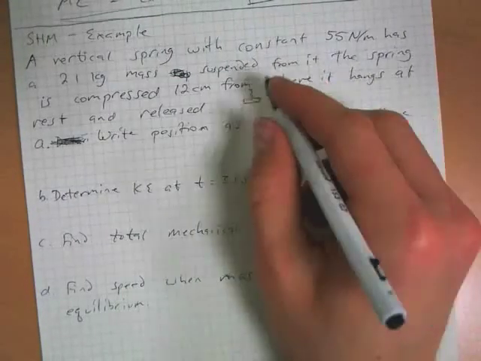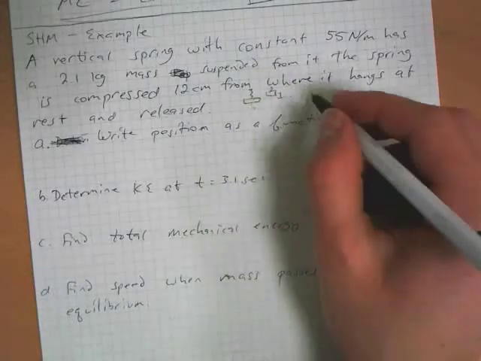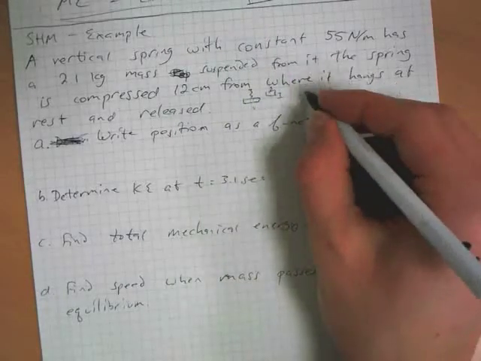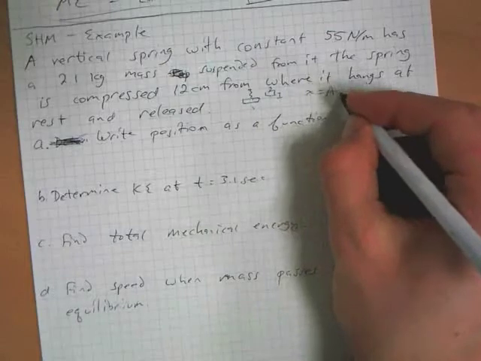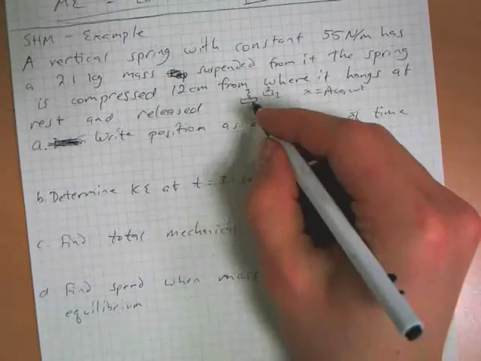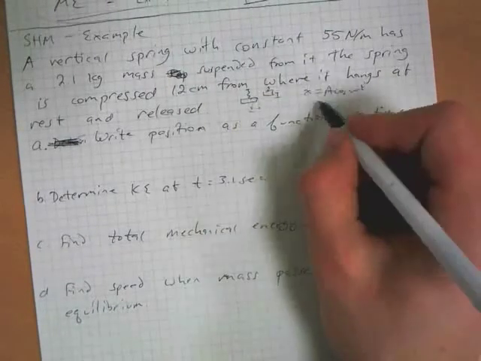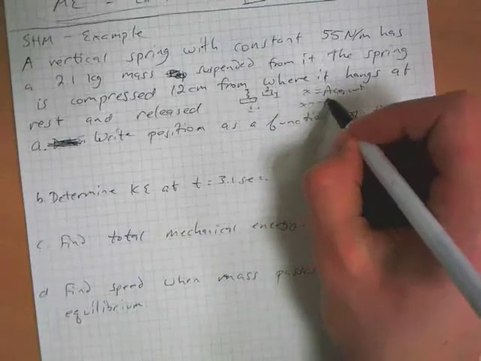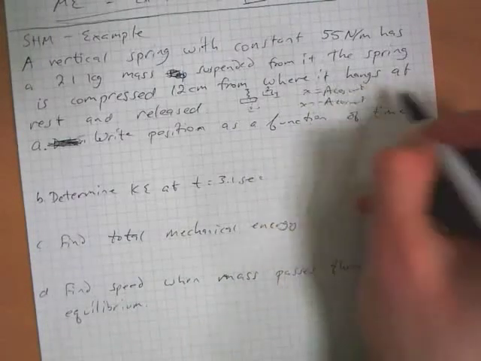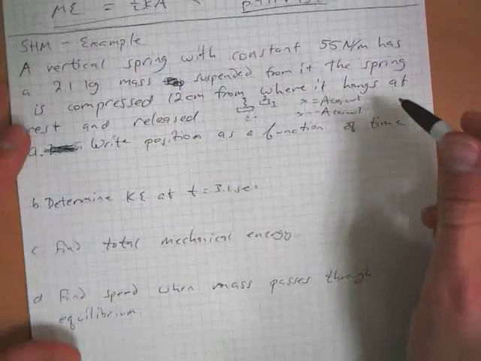If it was pulled down instead, the only difference would be that normally our x is A cosine omega t, but if it was pulled down, then it's at a minimum first, and so our x would have to be minus A cosine omega t. So keep those sorts of things in mind.